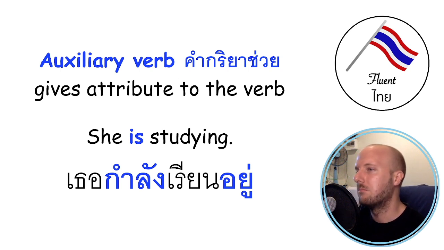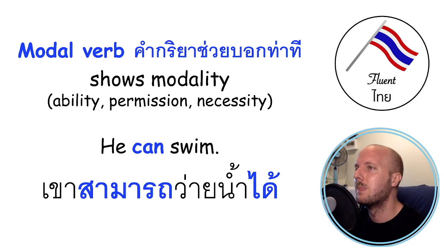In Thai it's kind of a choice. You could say just เธอกำลังเรียน or เธอเรียนอยู่ or เธอกำลังเรียนอยู่, so it's either one or the other or both when saying the continuous tense in Thai.